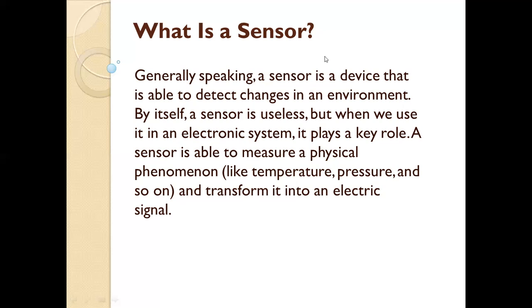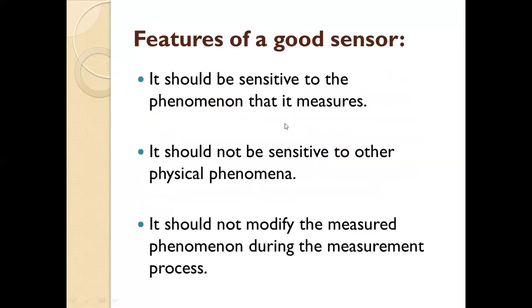Generally, a sensor alone is useless, but when we use it in an electronic system, it plays a key role. A sensor is able to measure a physical phenomenon, like temperature, pressure, and so on, and transform it into an electric signal. This is what a sensor is. A good sensor should be sensitive to the phenomenon that is measured. It should not be sensitive to other physical phenomena, and it should not modify the measured phenomena during the measurement process. Okay.